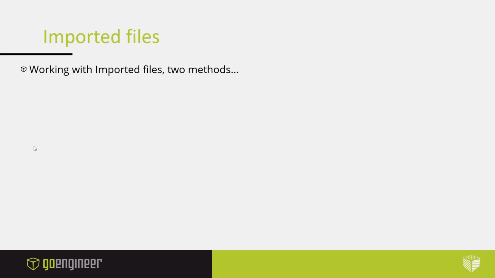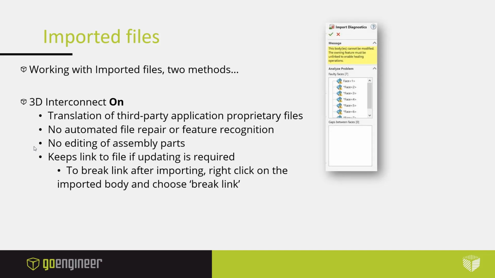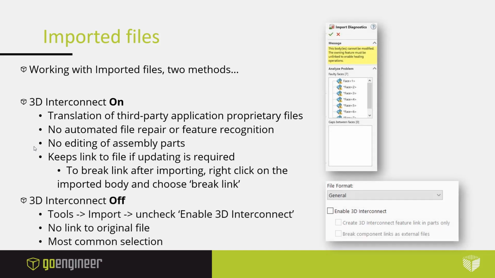There's two methods. There's one method where we leave 3D interconnect on. This 3D interconnect allows us to open proprietary third-party application files. So Creo PRT files, ASM files, or Autodesk IPT or IAM files. We want to leave that on. It's just to establish a link between those files so that they can be updated automatically if need be.